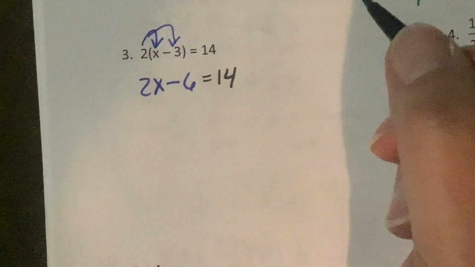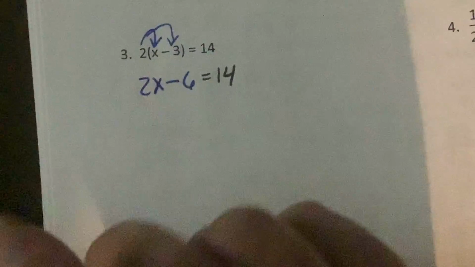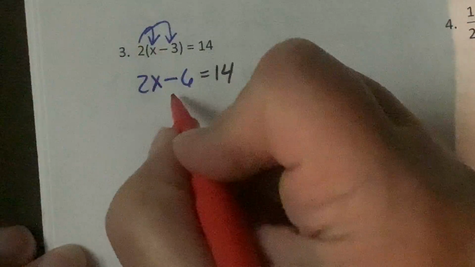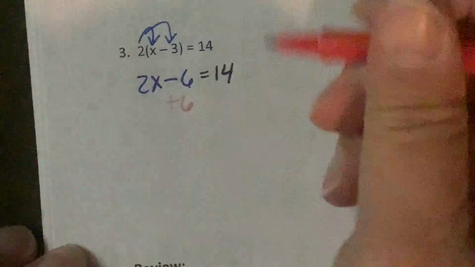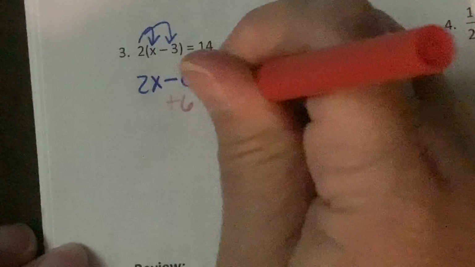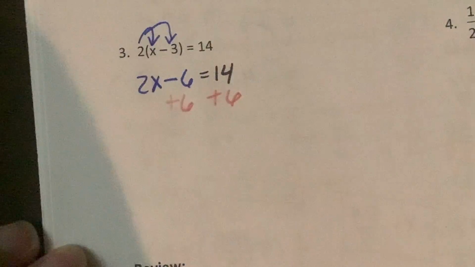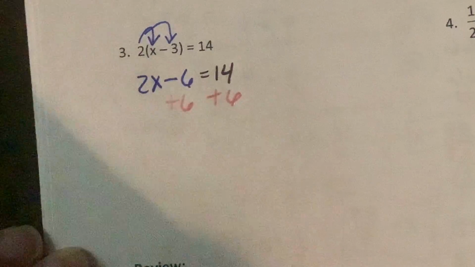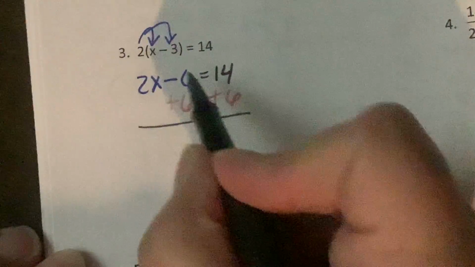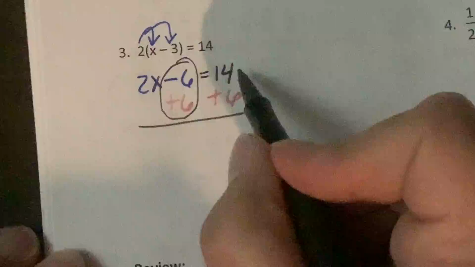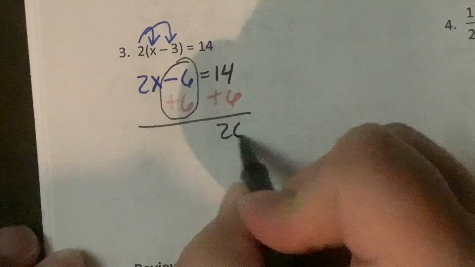Now, what are we going to do here? Say a little prayer for my red pen. Plus 6. Oh, come on. Plus 6. Well, you can sort of see it. Good enough for government work. Negative 6 plus 6 is 0. 14 plus 6 is 20.